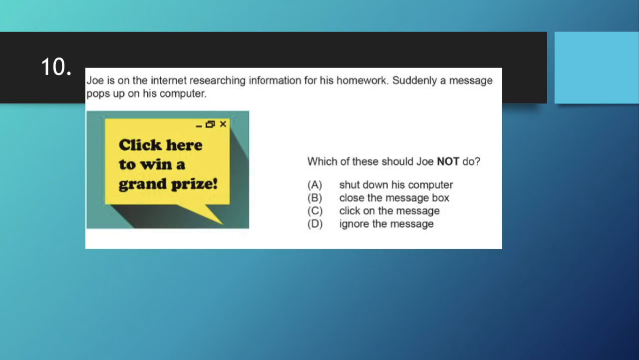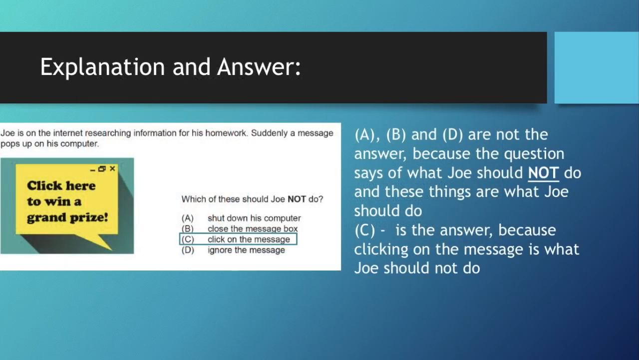This question is about what Joe should not do when there is a pop-up on his computer. A, B, and D are not the answer because the question asks what Joe should not do, and these things are what Joe should do. C is the answer because clicking on the message is what Joe should not do.